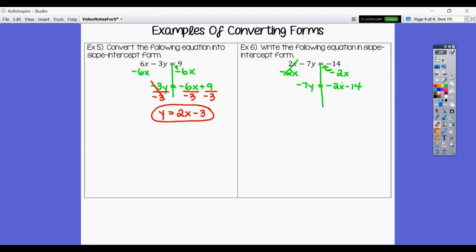I just sneak it right in there and write them separately. Negative 2x and negative 14. Those are my two terms. Write them separately, x closest to the equal sign.